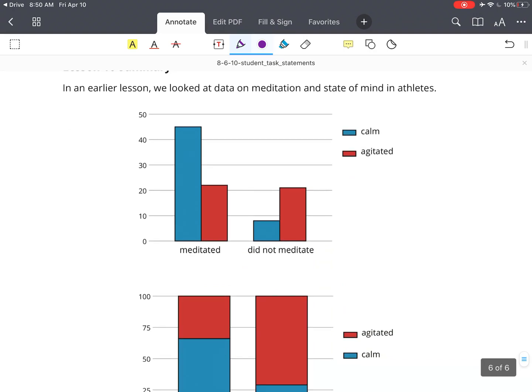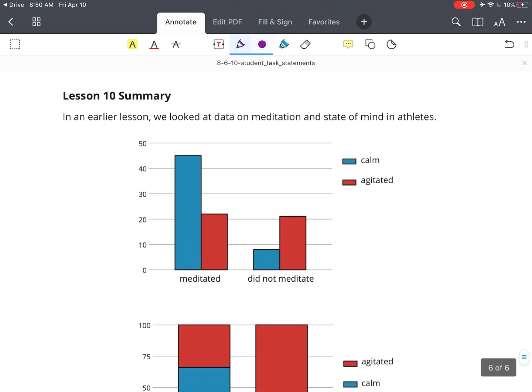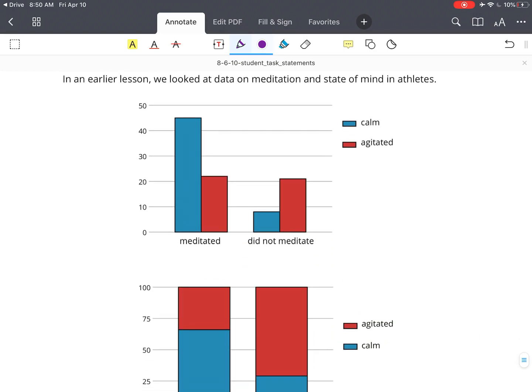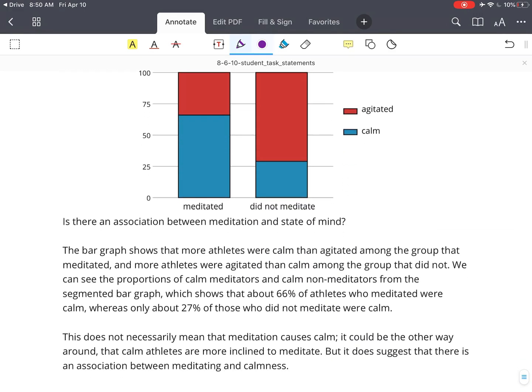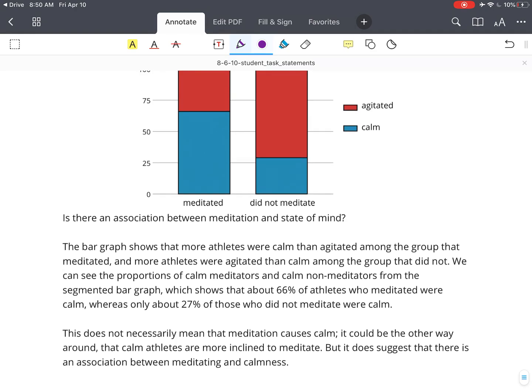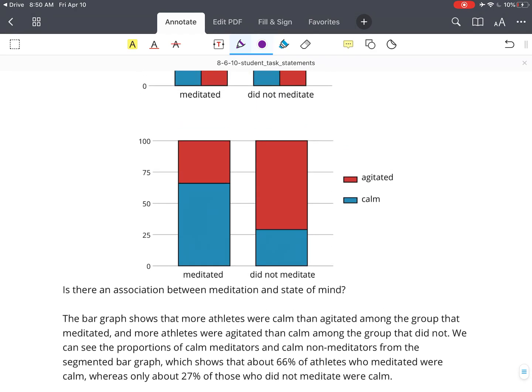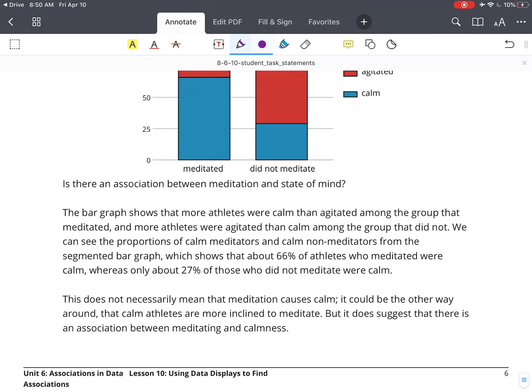They suck. In an earlier lesson, we looked at data on meditation and state of mind in athletes. Okay? Is there an association between meditation and state of mind? Do you think the more you meditate, the less calm you are? Of course. The bar graph shows the more athletes were calm than agitated amongst the group that meditated. More athletes were agitated than calm amongst the groups that did not.